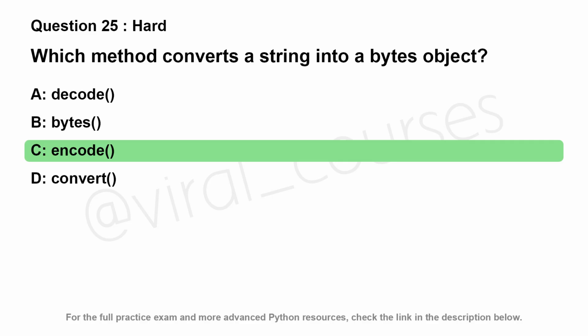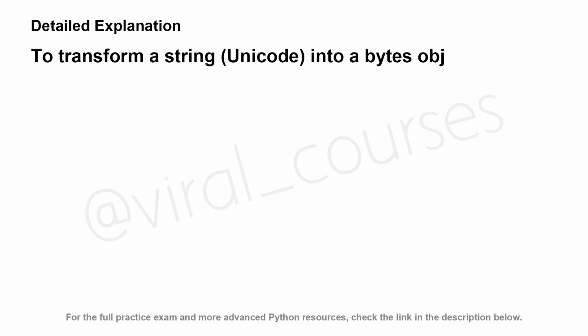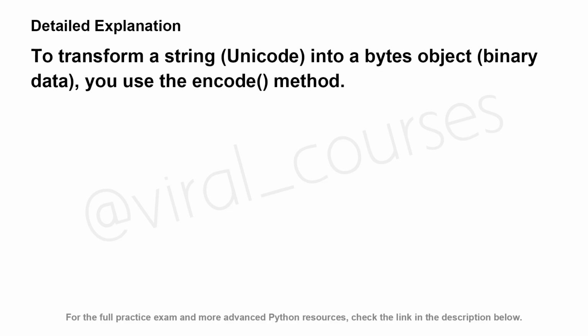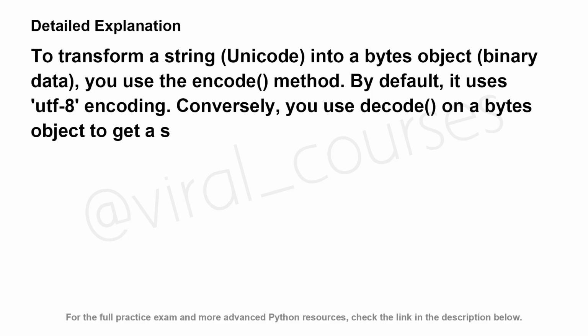The correct answer is C. To transform a string, Unicode, into a bytes object, binary data, you use the encode method. By default, it uses UTF-8 encoding. Conversely, you use decode on a bytes object to get a string back.